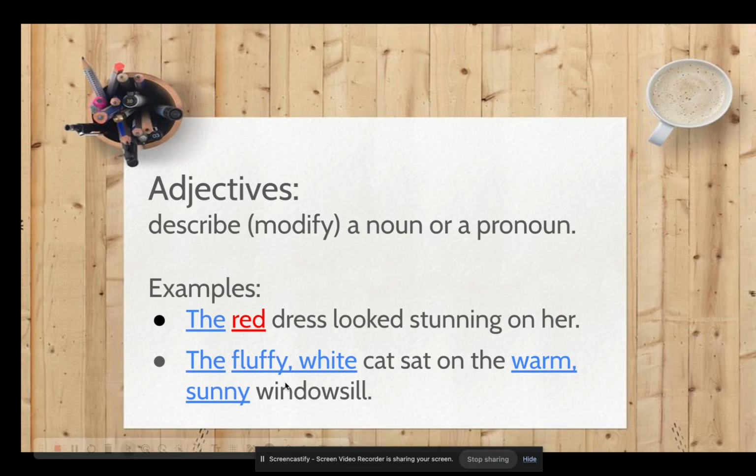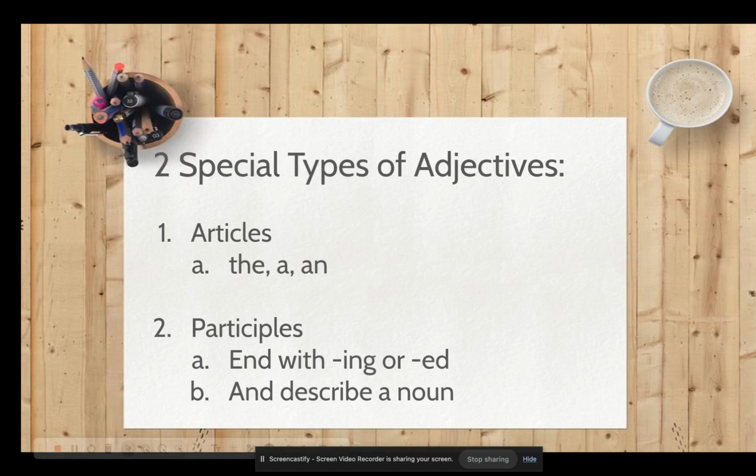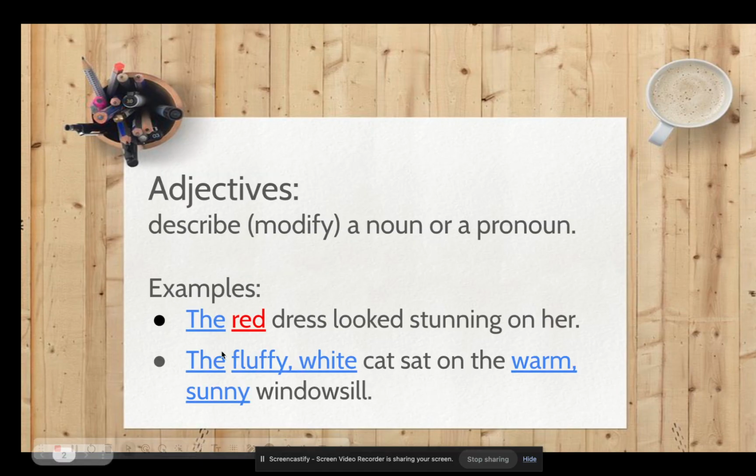Okay, so this is pretty simple. The purpose of doing it is it's much more interesting than just saying the cat sat on the windowsill. By saying fluffy, white, warm, and sunny, it gives us so much more imagery than without adjectives. That's why they're important. Now, there are two special types of adjectives. So obviously, if I jump back really fast, there's a ton of adjectives that just describe nouns, right? They do not have a specific name.